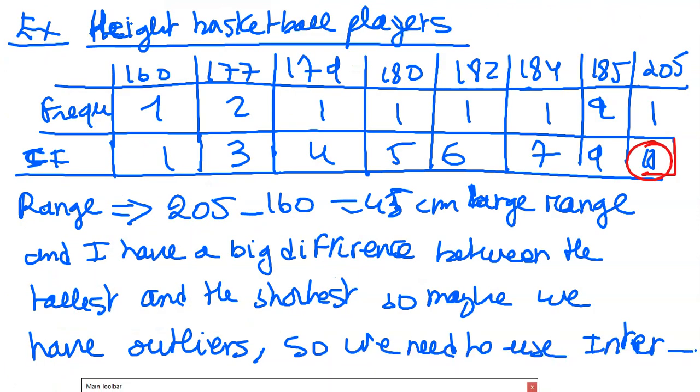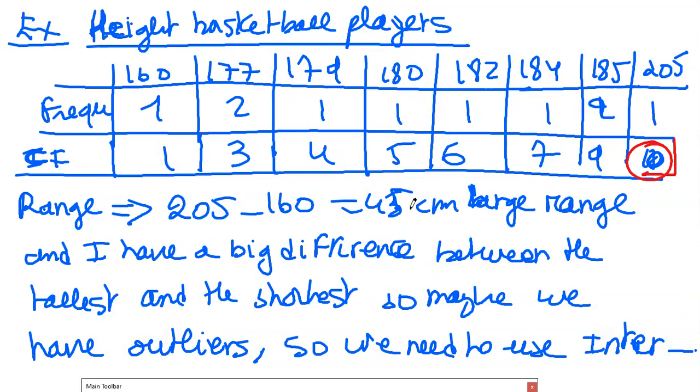I have this table of the heights of the basketball players. If I look at the first line, those are the heights of the basketball players. I have 160, 177, and for each height I have a frequency. So I have one player here, 2, 1, 1, 1, 2, and I can see my total is 10. Okay, I can find the cumulative frequency. It's 1, then I take 1 plus 2, 3, 3 plus 1, 4, 4 plus 1, 5, 6, and then that's it.